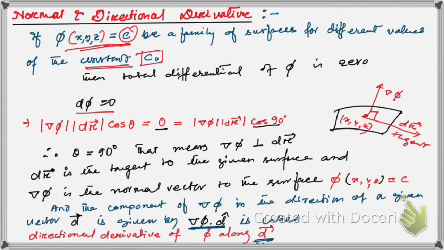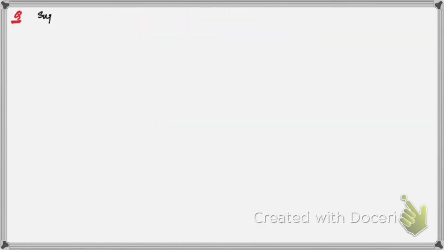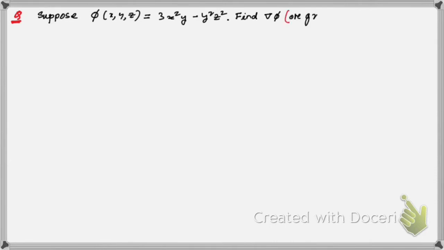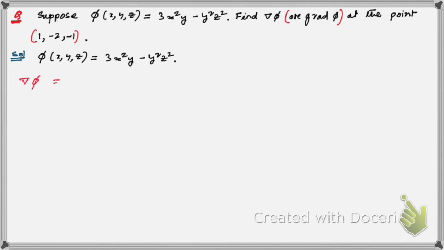So now let us take a question. Suppose this is your phi. Then we need to find grad phi at the point (1, -2, -1). Grad phi, we know, is given by the partial derivative of phi with respect to x i cap, plus that with respect to y j cap, plus that with respect to z k cap. So let's find del phi by del x.